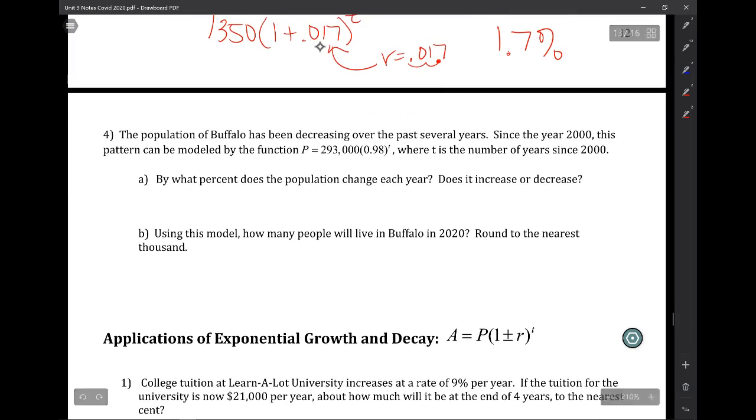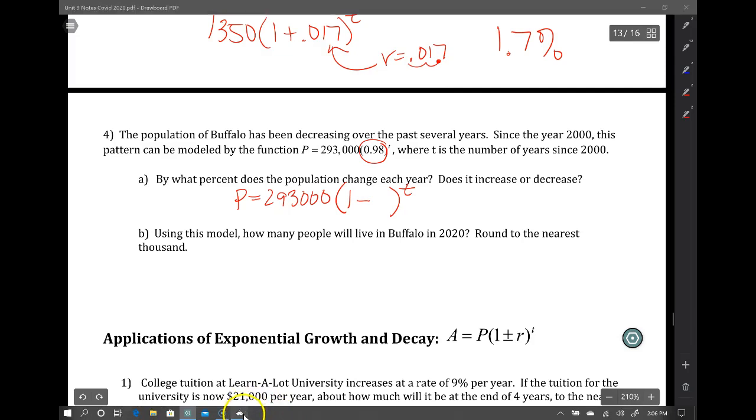All right, the population of Buffalo has been decreasing over the past several years since the year 2000. By what percent is the population changing each year? Is it increasing or decreasing? So if I take the population of Buffalo, it's obviously decay because it's less than 1. So 1 minus what equals 0.98?